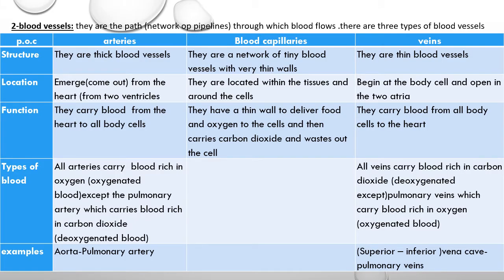Number 2, blood vessels. There is a network of pipelines through which blood flows. There are 3 types of blood vessels: arteries, veins, and blood capillaries.